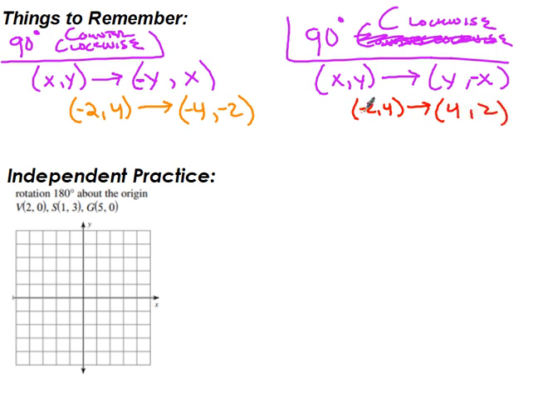Finally, 180 degrees. This one's the easier one, is we just change the signs of both. Okay, that's it. I hope I didn't confuse you. This 90 degrees counterclockwise, this is your algebraic representation. 90 degrees clockwise, this is your algebraic representation. I hope I didn't throw that off. And these are just examples of that. This is an example of it. This is an example of it.